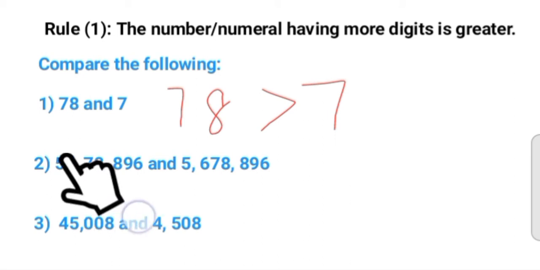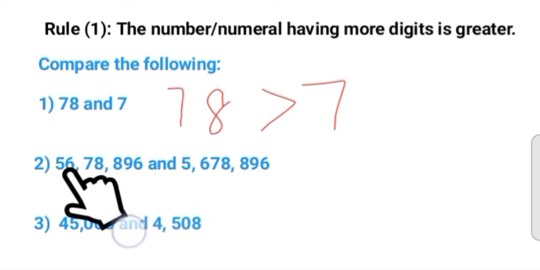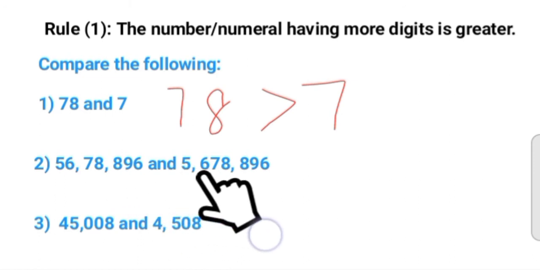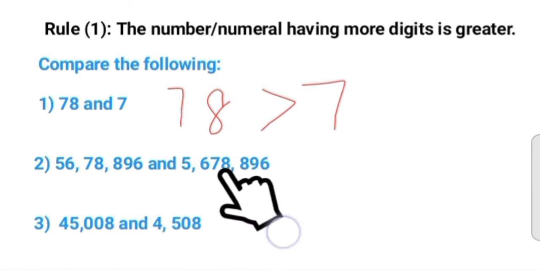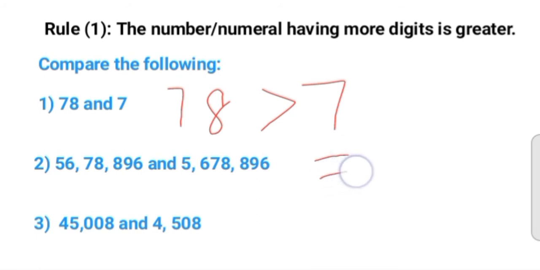How many digits are there? 1, 2, 3, 4, 5, 6, 7. This is a 7-digit number. This is 1, 2, 3, 4, 5, 6, 7. This is also a 7-digit number. Okay, so both are equal. So you can use the equal to sign. Both are equal. But one is in the Indian number system and the other is in the international number system. It may vary, but the number of digits is the same. So we can write it is equal.